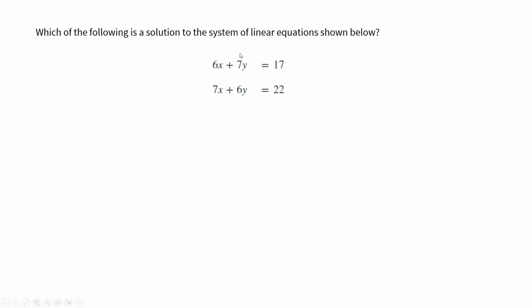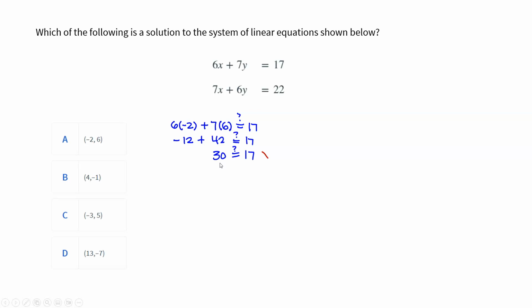As far as finding out what is the solution to a system of linear equations, basically you're looking for an XY pairing that satisfies both of them. So when you look at the choices that you're given here, negative 2, 6, if you substitute that into the first equation, you see that the left-hand side becomes 30, which is not the same thing as 17. So as a result, this is not a solution. If you go to 4, negative 1, and substitute the x and y values in respectively, you do get 17 on the left-hand side. So that does work. That is a solution to the first equation.